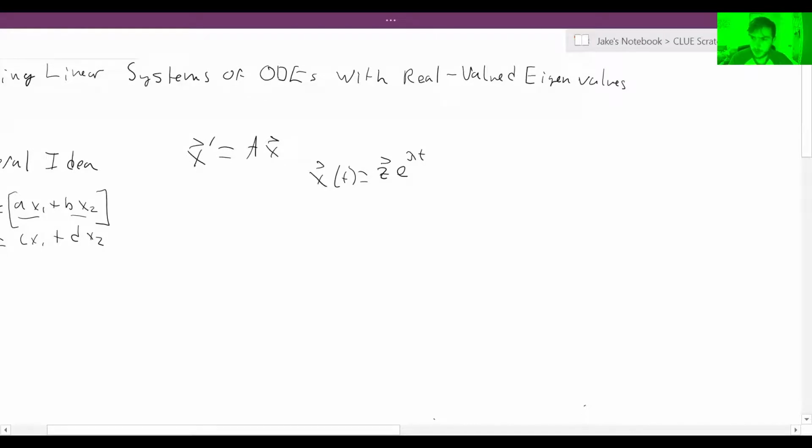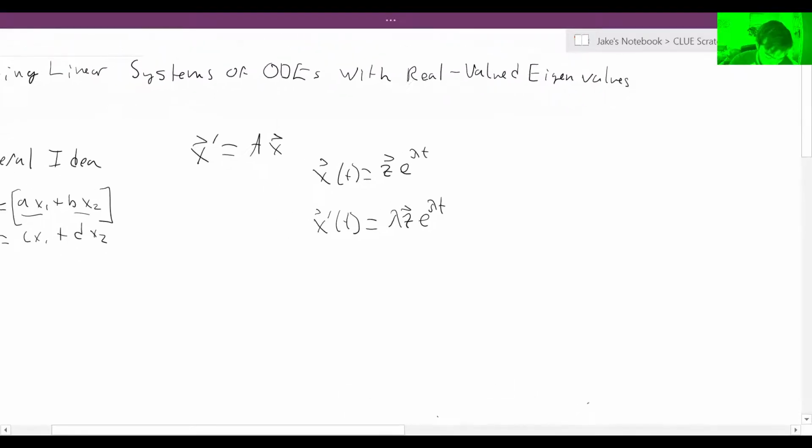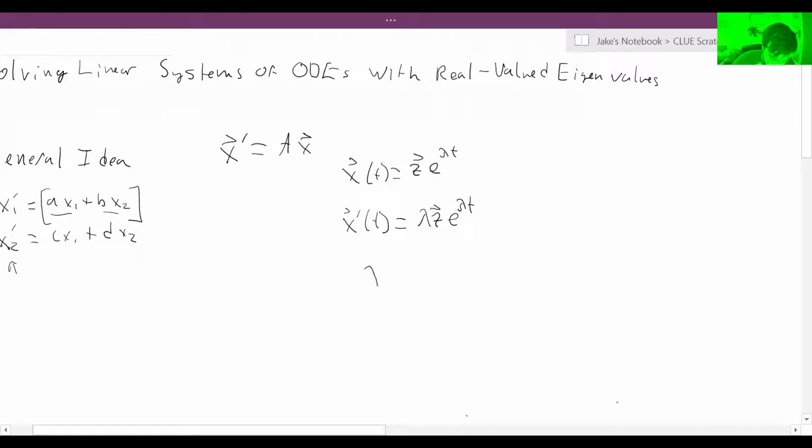Now let's just run with it. Let's see where it goes. So if we take the derivative of this, if we take this guy, this is going to equal lambda z. Remember, z is a vector, e to the lambda t. Okay, cool. Who cares? Well, I do, because let's plug it into our equation and something cool is going to happen. So we get lambda z e to the lambda t is equal to z e to the lambda t. Okay. Oh, actually, sorry. I mixed this up a little bit. I forgot our matrix. This is very important.